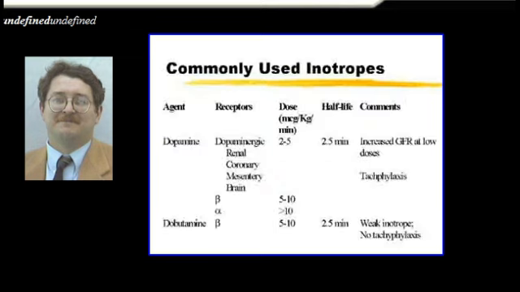These last two slides will go through these commonly used inotropes and their respective doses. Dopamine is often a first-line inotrope and can be used at low doses, which primarily involves the dopaminergic receptors in the kidney. This increases the glomerular filtration rate. As one increases the doses to 5 to 10 or greater than 10 micrograms per kilogram per minute, the beta and alpha adrenergic receptors are activated. Dobutamine is predominantly a beta agent and is used at doses of 5 to 10 micrograms per kilogram per minute.